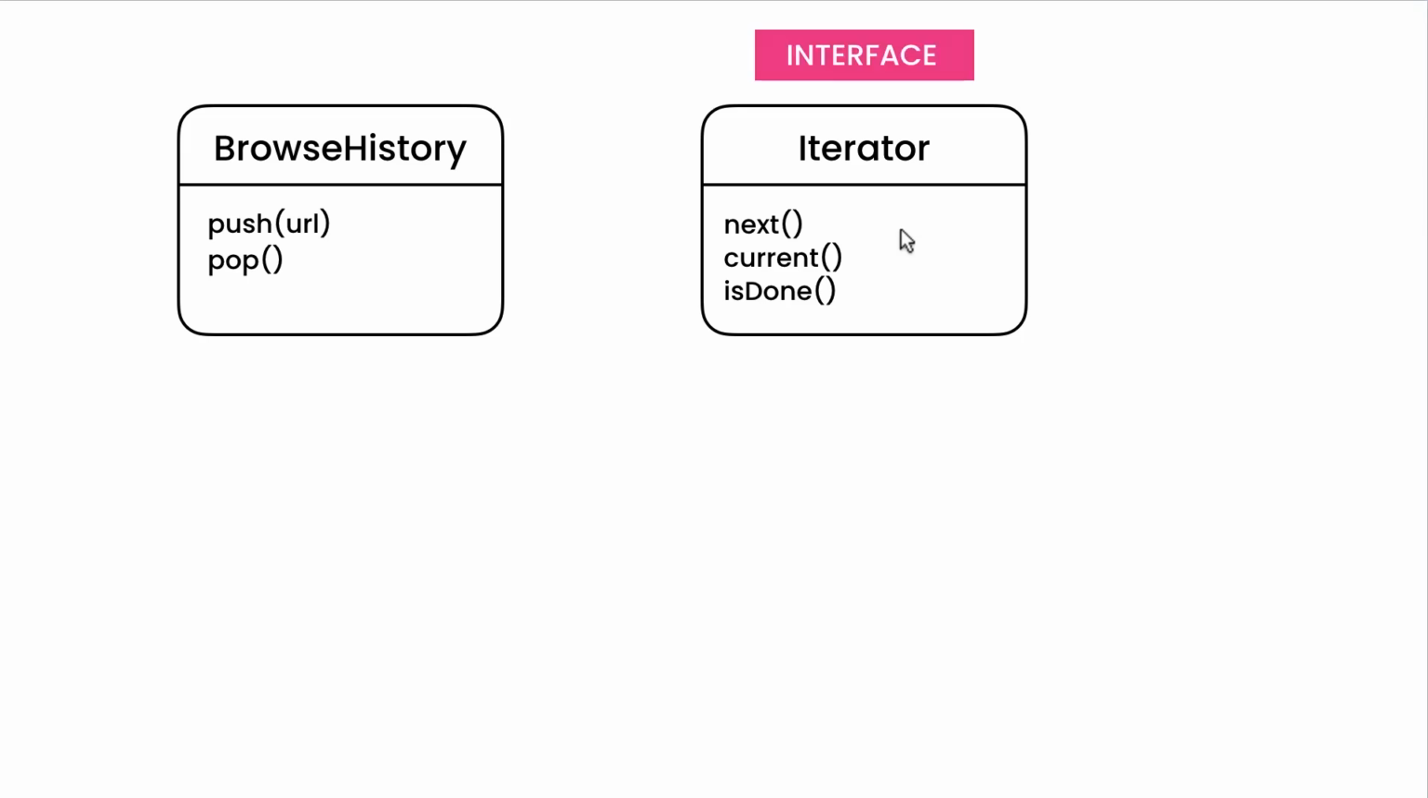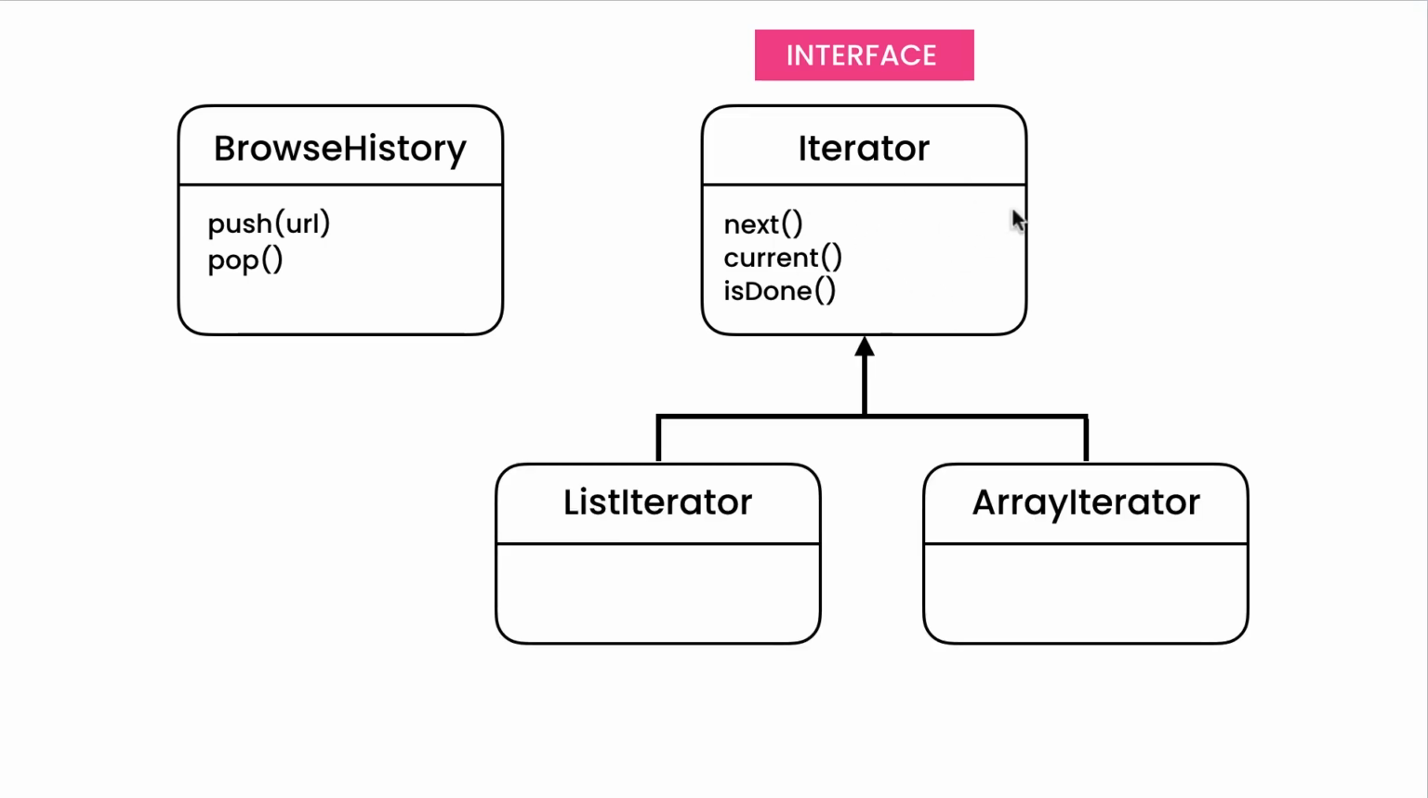So technically, this iterator should be an interface that determines the capabilities we need from a real or a concrete iterator. We can implement this interface in different classes. So we can have a list iterator that knows how to iterate a list and an array iterator that knows how to iterate an array. Now, to tie all this together, we need to add a new method in the browse history class called createIterator. The return type of this method is going to be the iterator interface, but inside this method we'll return a new instance of one of these types.